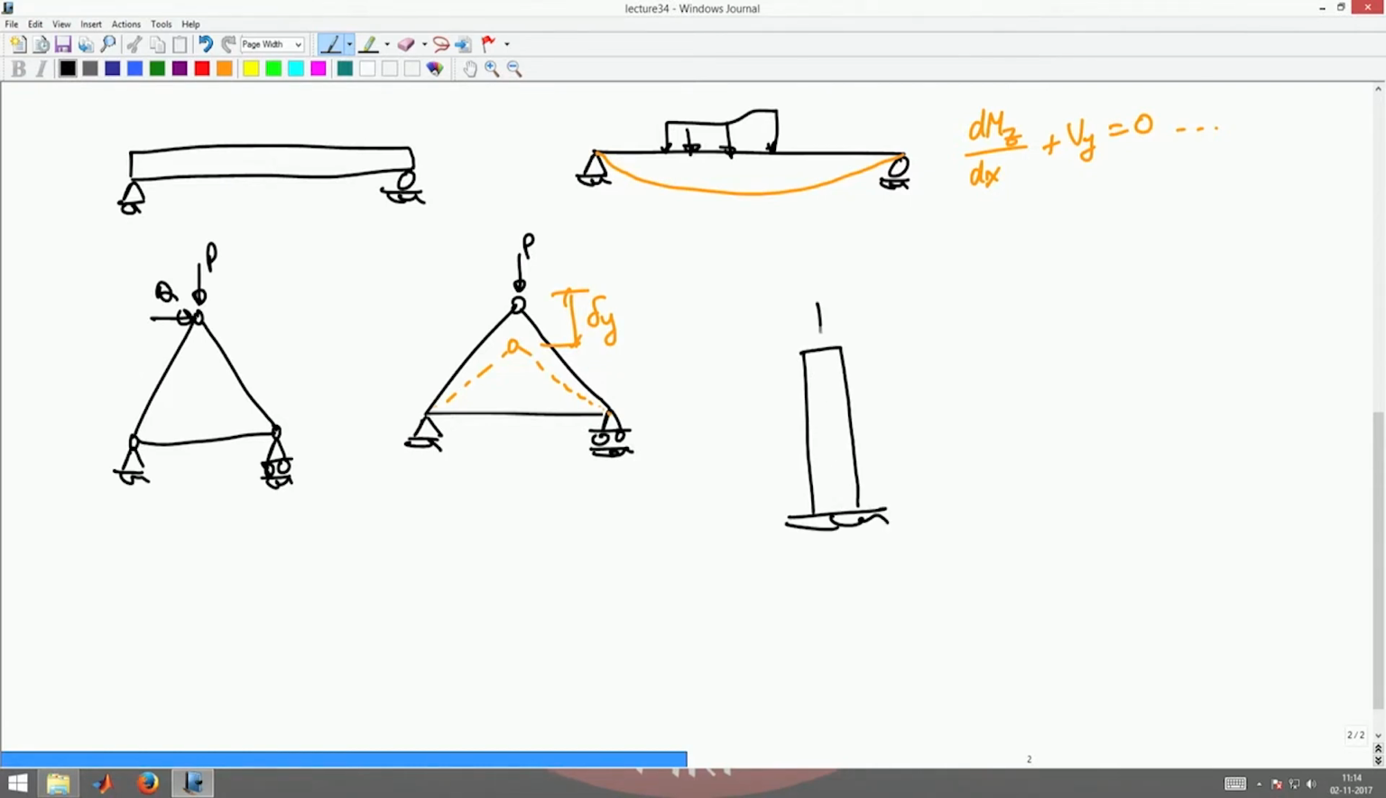For example, when you think of a member in compression, say a column which is subjected to a compressive force P, we will think that it is going to deform. This is like a uniaxial state of stress, and hence we will think that it will deform into some shape like this, right? This will happen if the column is what is called a short column or a stout column. But if the column is slender like a scale, then you will find that this is not what happens, but something different happens. Let us see what happens.